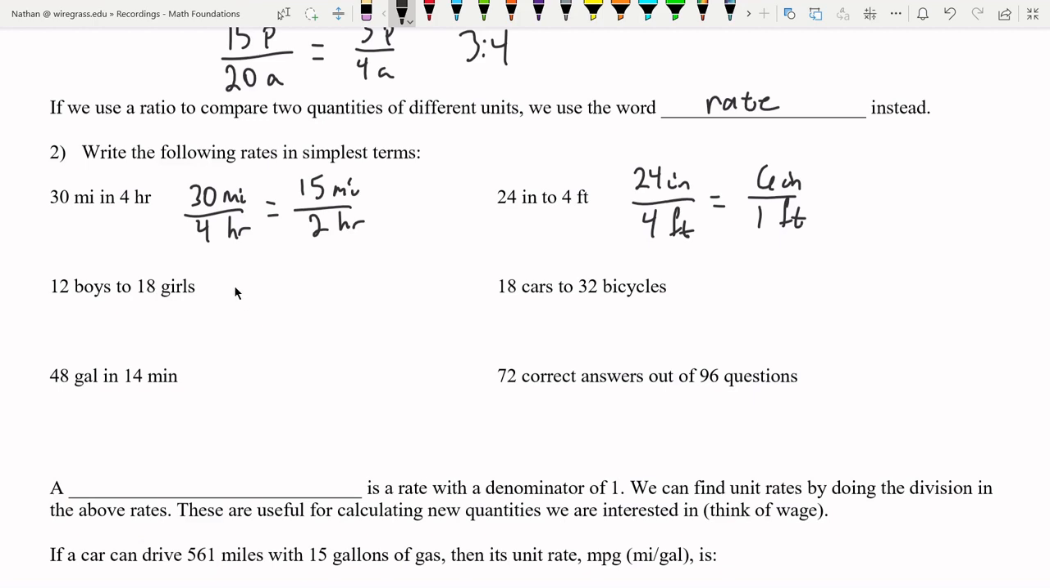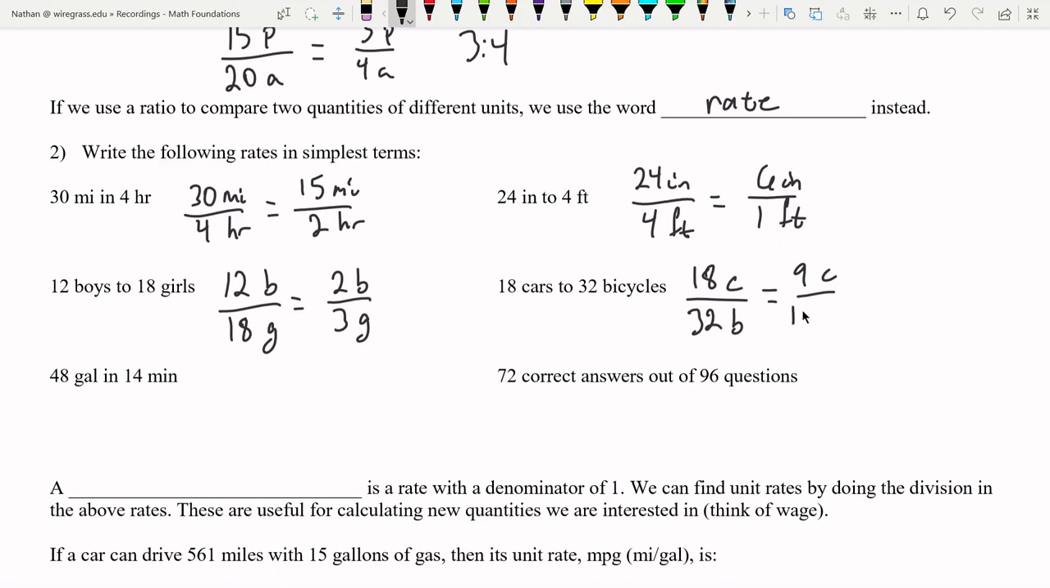12 boys to 18 girls. I'll write it like this: 12 boys to 18 girls. Divide top and bottom by 6. I get 2 boys for every 3 girls. 18 cars to 32 bicycles. Divide top and bottom by 2, and it's going to be 9 cars to 16 bikes.